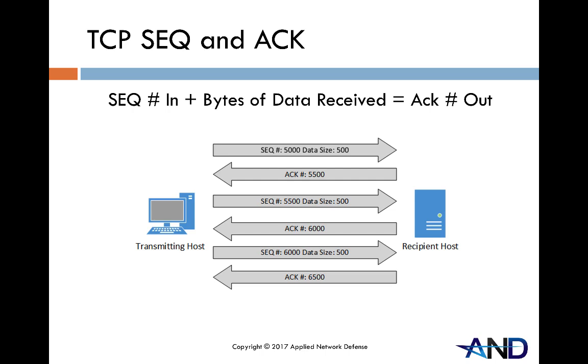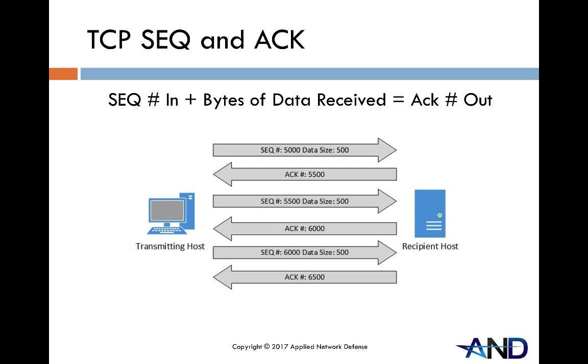So you see in the first packet, which is this first arrow listed here, sequence number 5000. That's the initial sequence number. We also see data size 500. Well, why is data size 500 important? That's because we add it to that initial sequence number that's coming in, and that's the acknowledgement number that is sent back to the transmitting host.